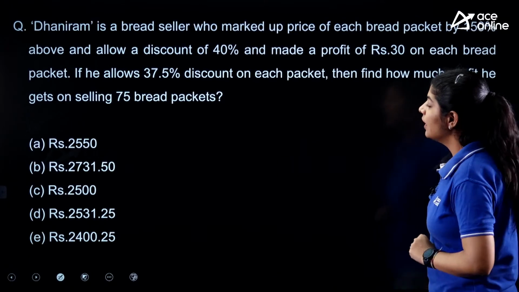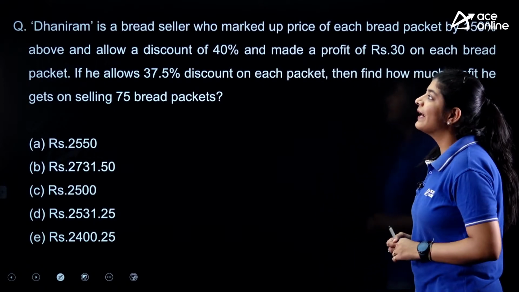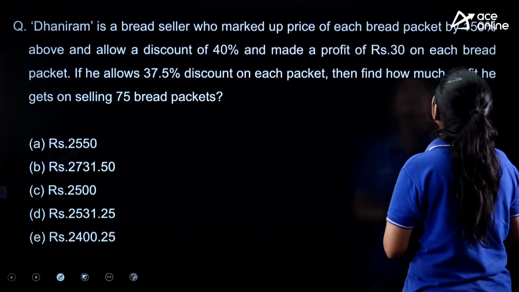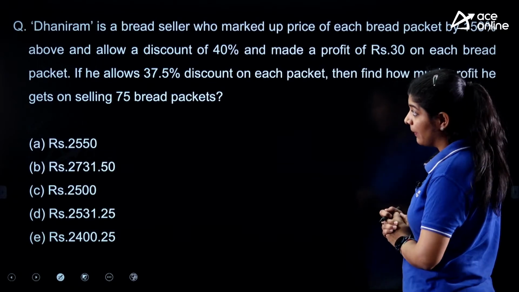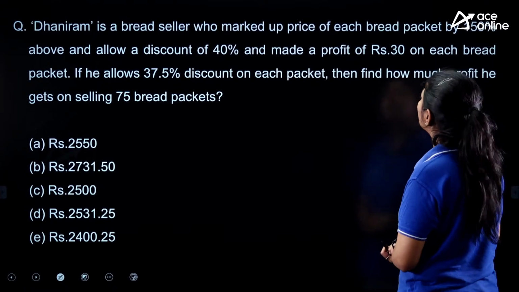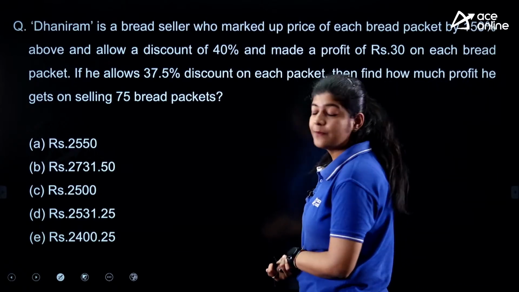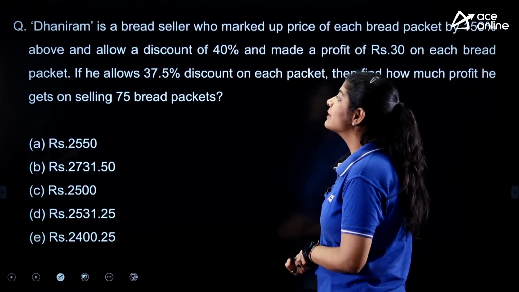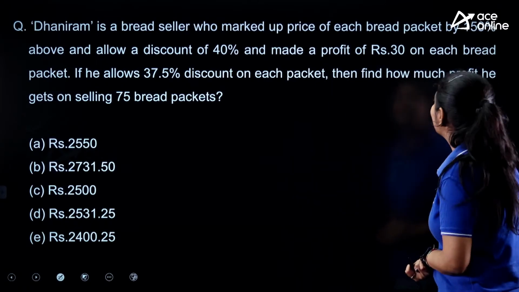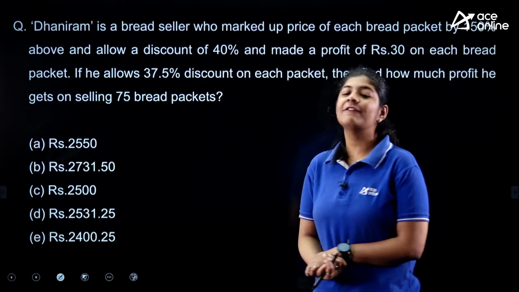Next. The next question says that Dhani Ram is a bread seller who marked a price of each bread packet by 150% above and allows a discount of 40% and made a profit of 30 rupees on each bread packet. If he allows 37.5% discount on each packet, then find how much profit he gets on selling 75 bread packets.